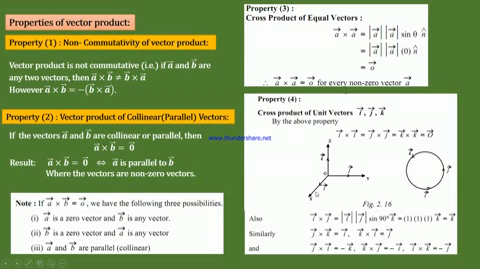Now the left hand system: j cross i gives minus k vector, i cross k gives minus j vector, and k cross j gives minus i vector. So that's it. If it is the right hand system, everything is positive. If it is the left hand system, the result is negative.